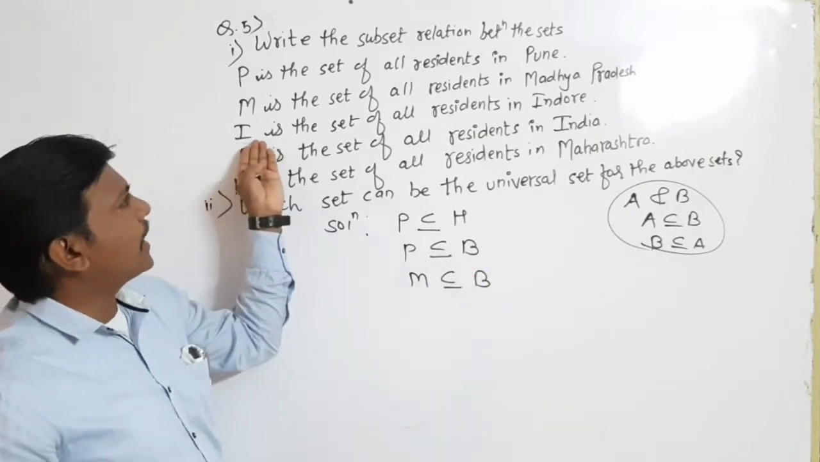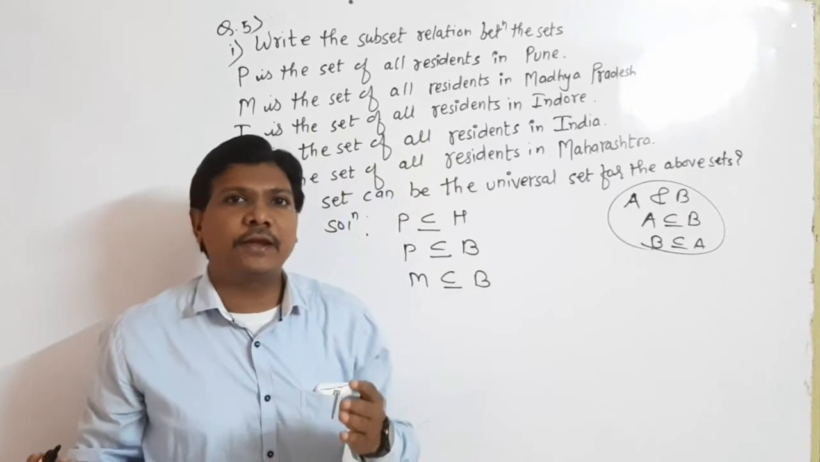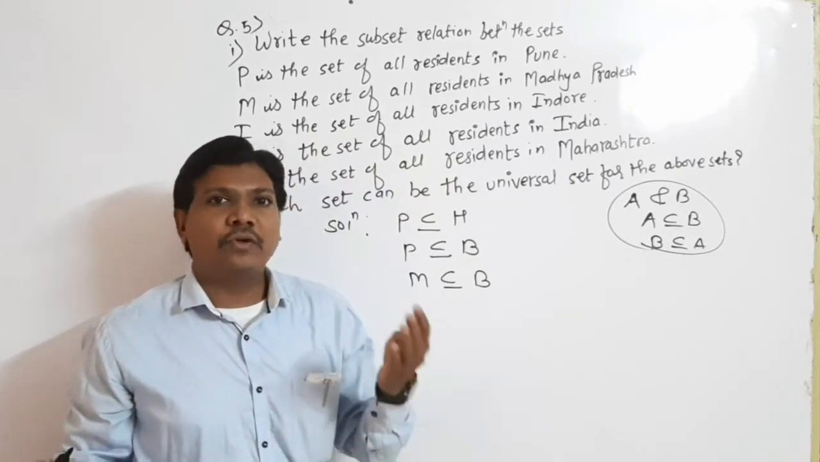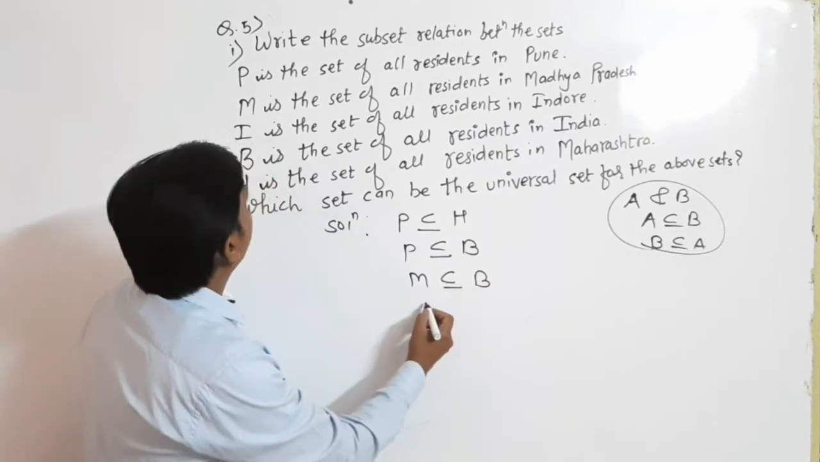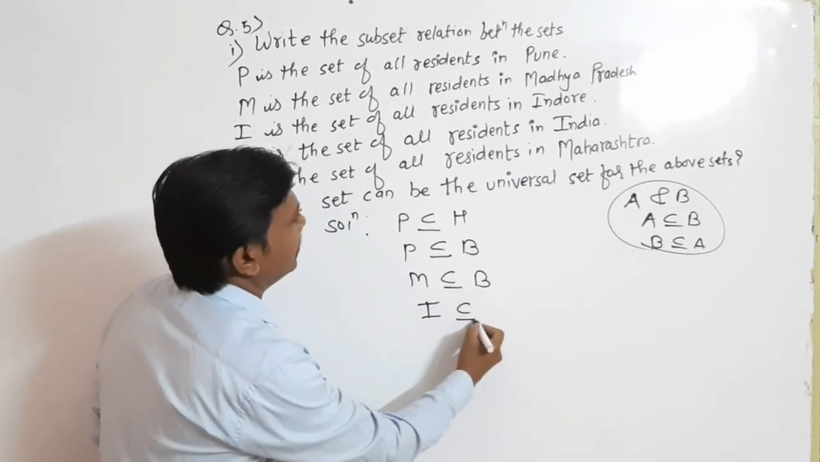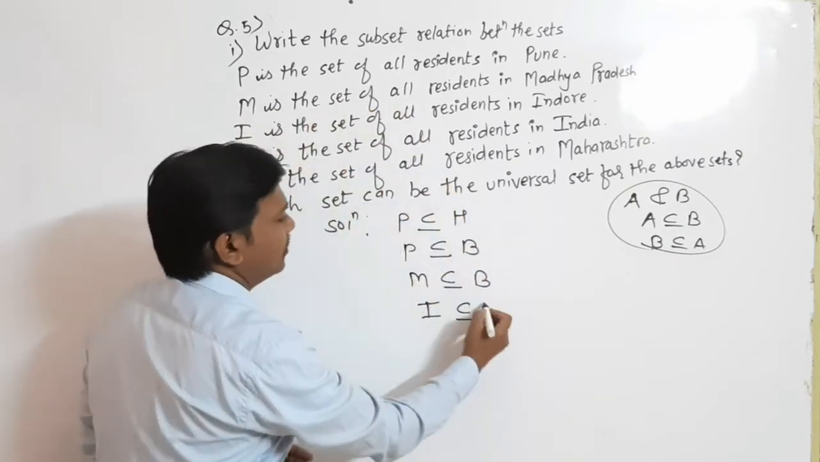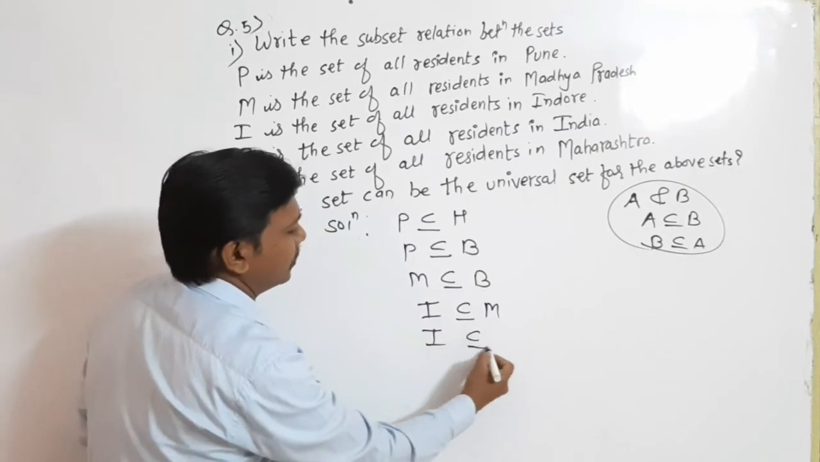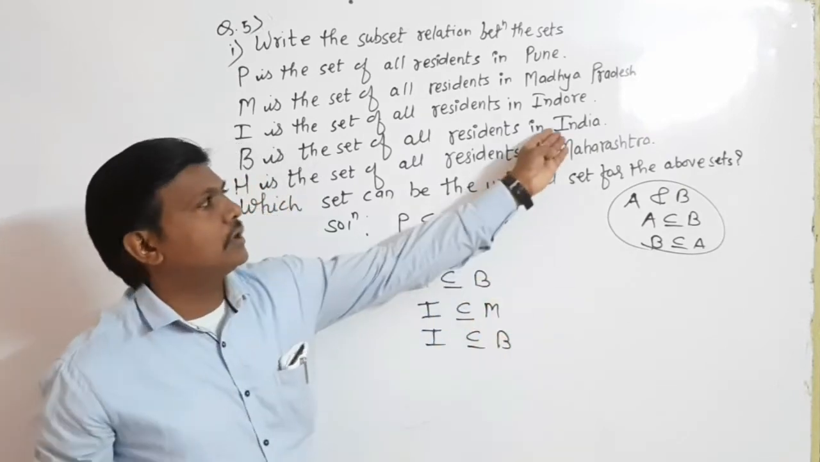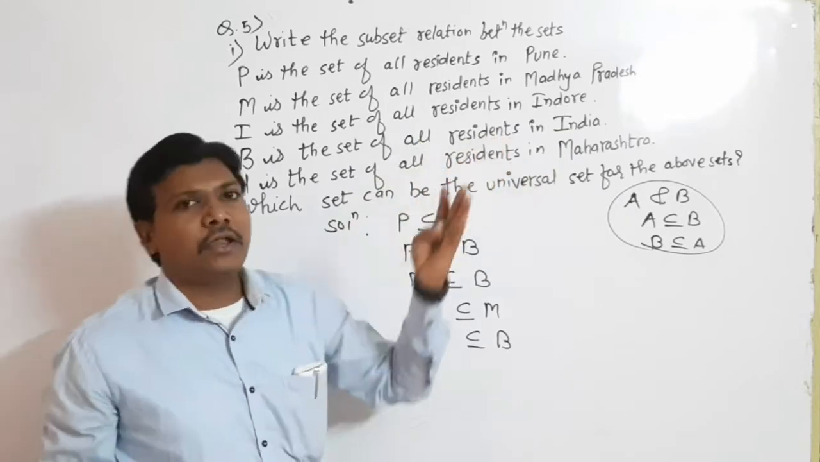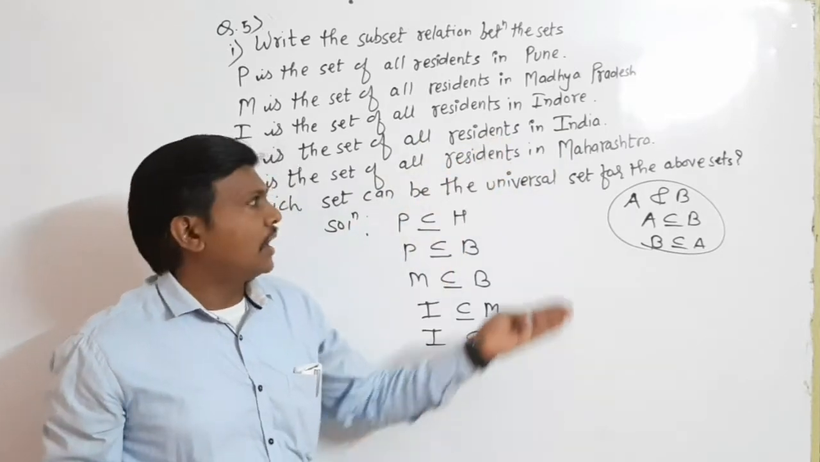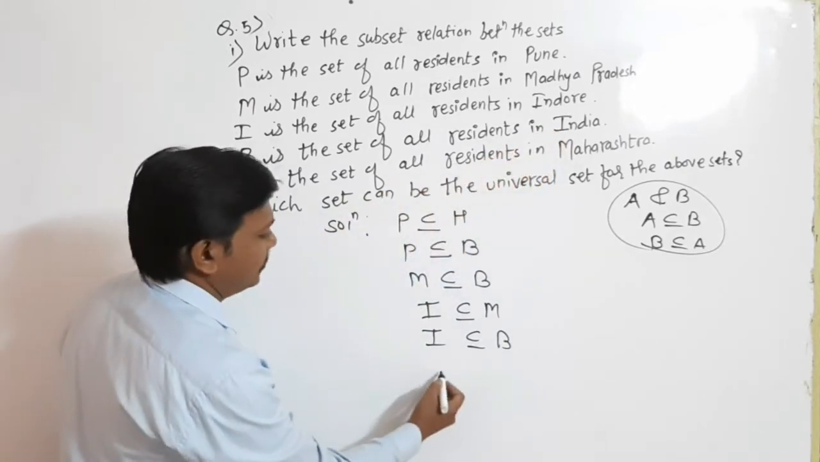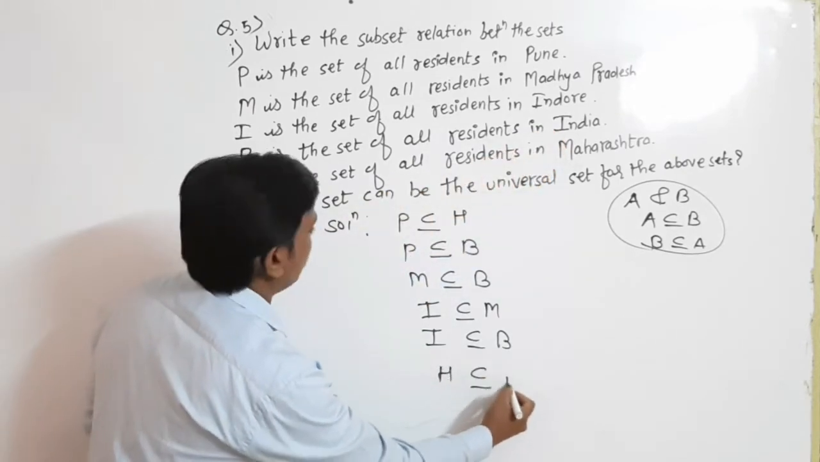Then think about I. I is the set of all residents in Indore. So Indore is in Madhya Pradesh and so in India. So we write I is a subset of M, means it is in Madhya Pradesh. Then I is also a subset of B, means in India. And this Maharashtra is also in India. So we write H is a subset of B.